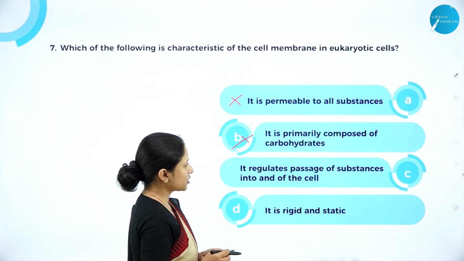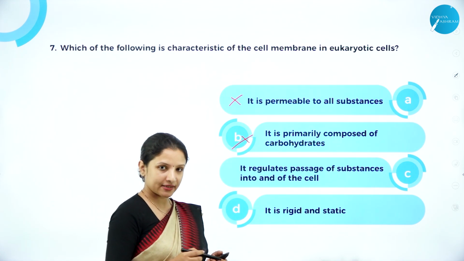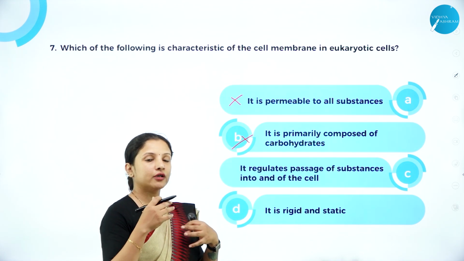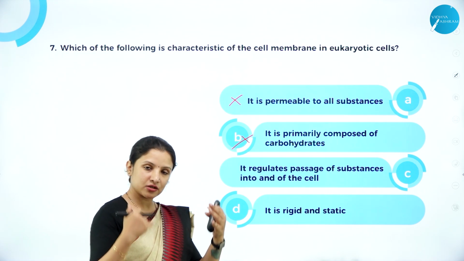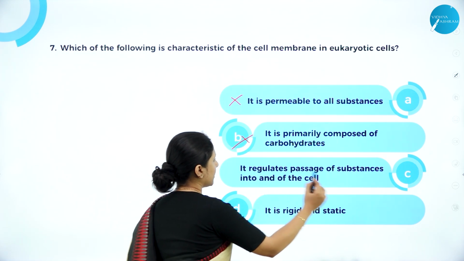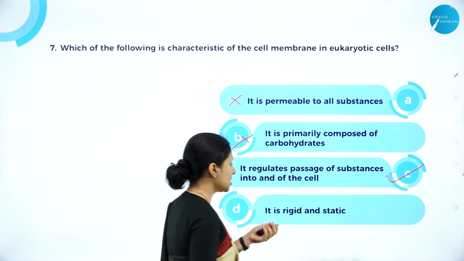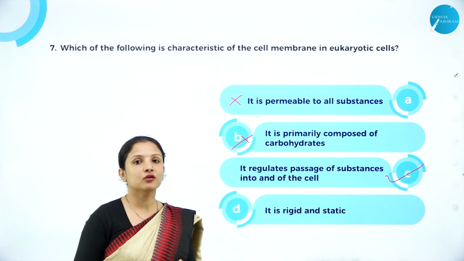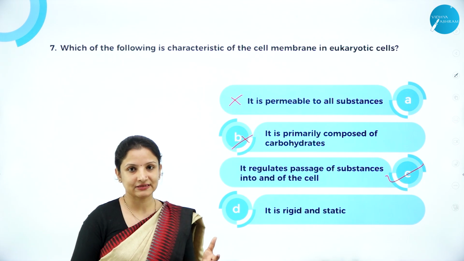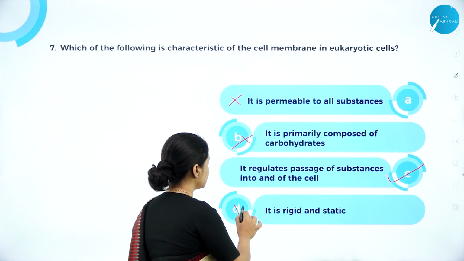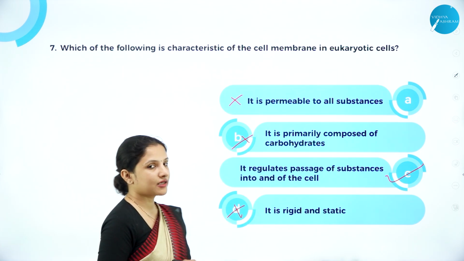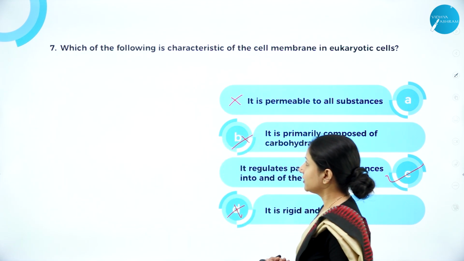It regulates the passage of substances into and out of the cell. Yes, that is true. It regulates or controls the passage of substances into the cell as well as out of the cell. Therefore, option C is the right answer here. It is rigid and static. No, they are not rigid. They are fluid in nature. We had studied that, right? Therefore, option D is also the wrong answer. Option C is the right option here.